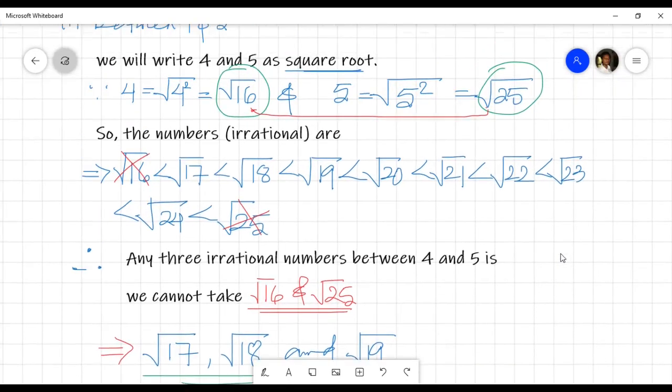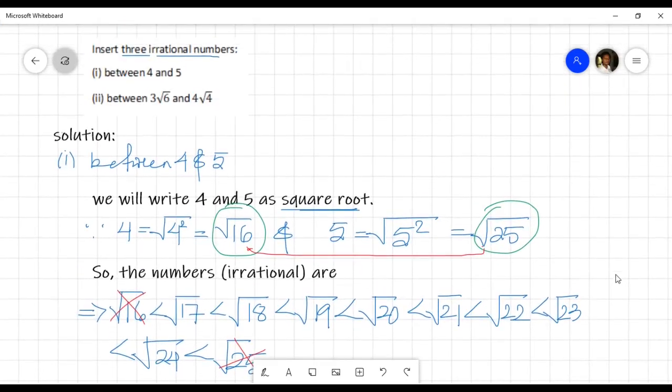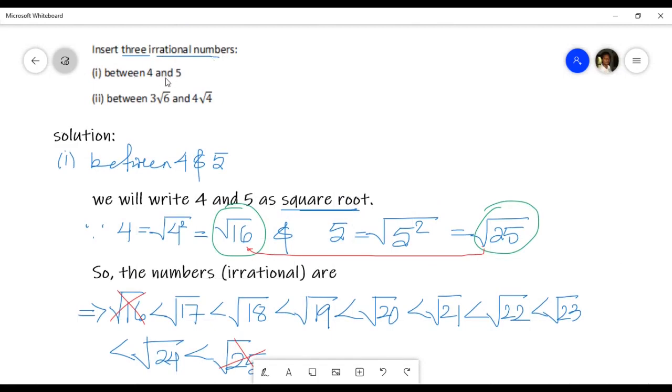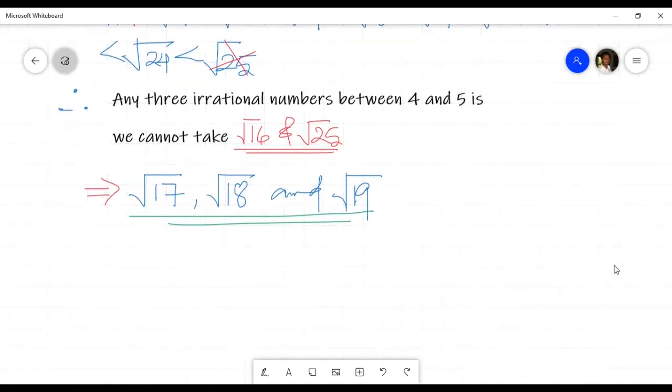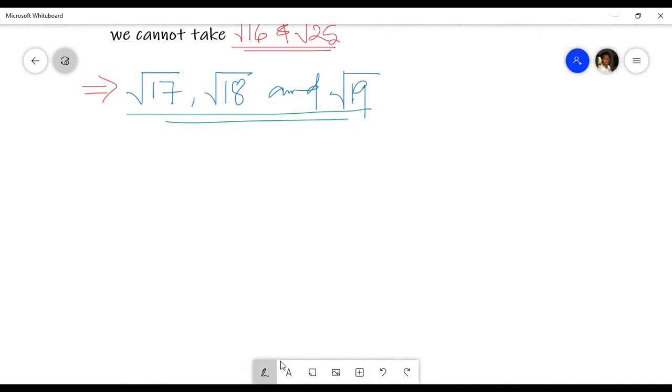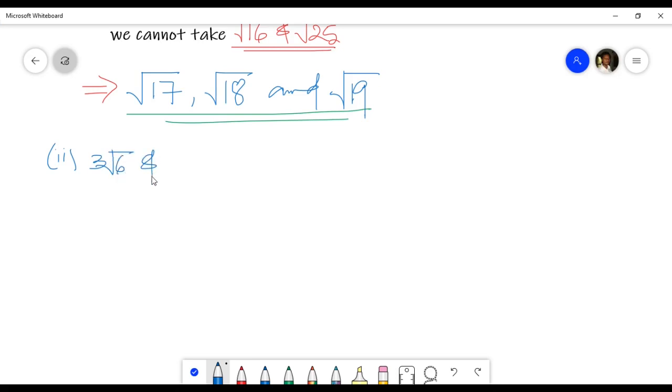So this is the answer: root 17, root 18, and root 19. Three irrational numbers between 4 and 5 are root 17, root 18, and root 19. Let us see the second question. In the second question, we again have to insert three irrational numbers between 3 root 6 and 4 root 4. Okay, 3 into root 6 and 4 into root 4.